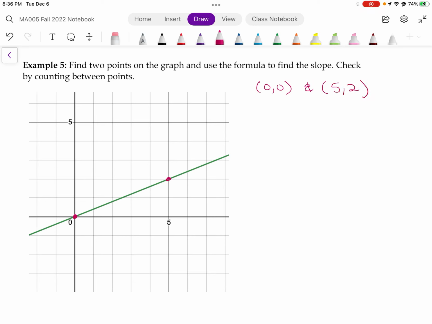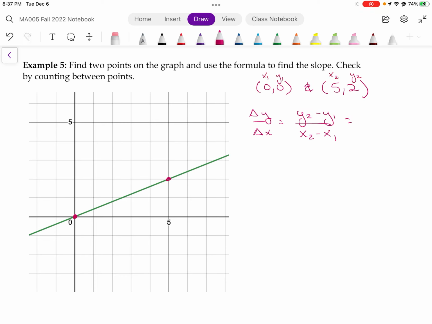5, 2. All right, so delta y over delta x means y2 minus y1 over x2 minus x1. In other words, subtract the y's and then subtract the x's. But you just have to do it in the same order. It does not matter which of these is our x1, y1, and which one is x2, y2. It does not matter. But I'm just going to randomly say, all right, this one's going to be my x1, y1. This one's going to be my x2, y2.